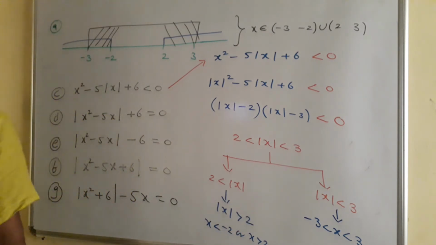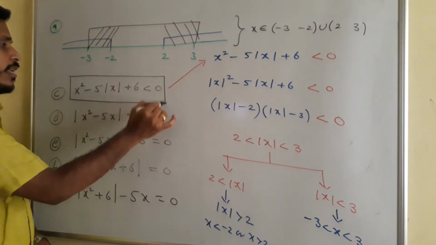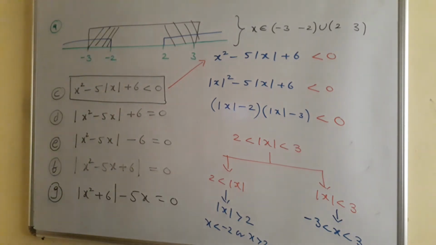Okay. Once again, just have a look. And that's the final solution for this given problem, x square minus 5 mod x plus 6 less than 0. Okay, just have a look and then I will solve the remaining problems.